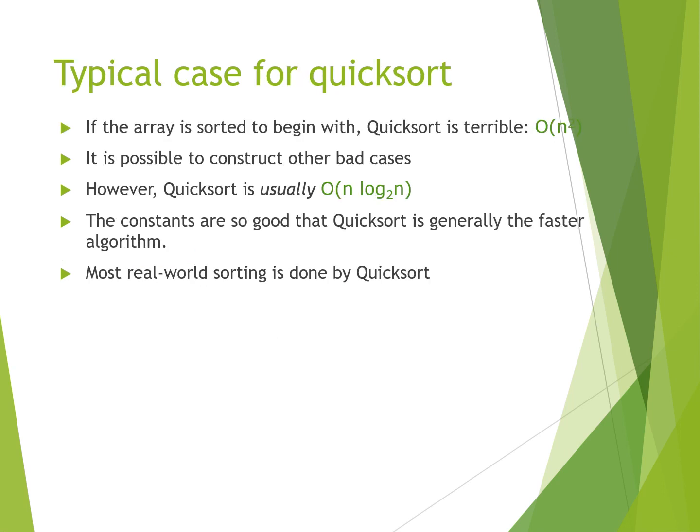There are some typical cases for quicksort. If the array is sorted to begin with, quicksort is terrible: O(n²). It is possible to construct other bad cases. However, quicksort is usually O(n log n). The constants are so good that quicksort is generally the faster algorithm. Most real-world sorting is done by quicksort.